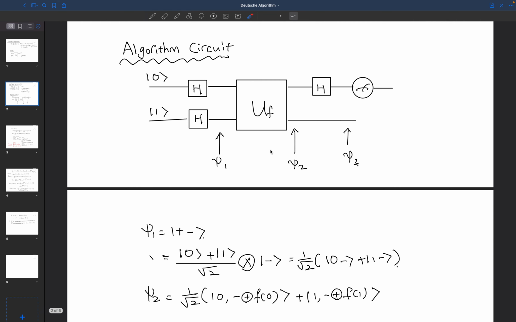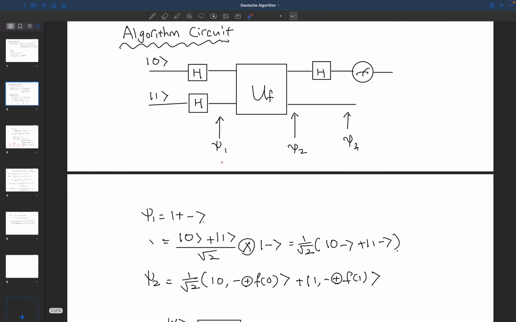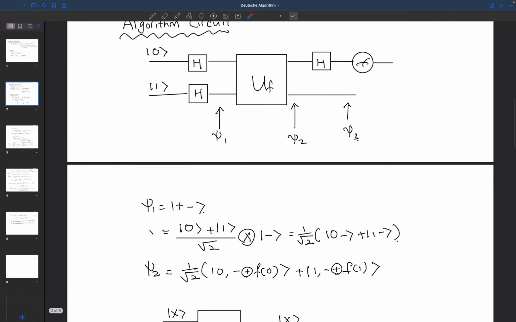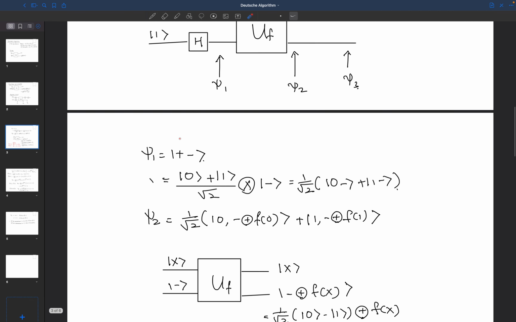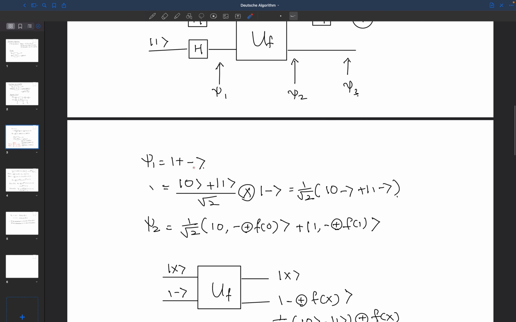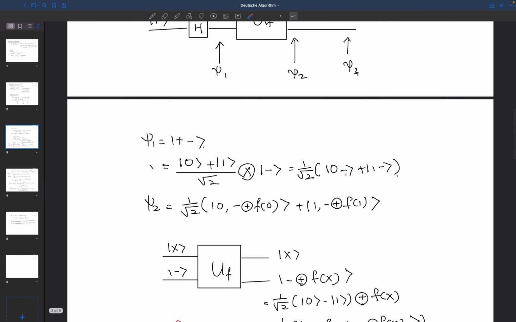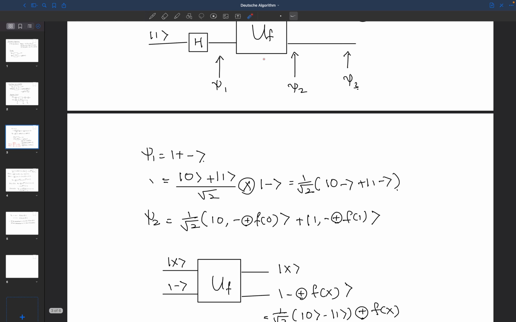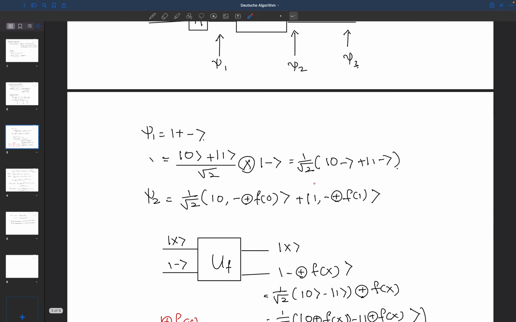In order to understand the math, we look at 3 checkpoints: psi 1, psi 2, and psi 3. So psi 1 is after the Hadamard operation, which gives us plus and minus, and we expand out the plus, we get 0 plus 1 over square root 2, cancel with minus, so we get 0 minus and plus 1 minus. So psi 2 is after the oracle function, so we apply the oracle on this and this, and we'll get this and this.